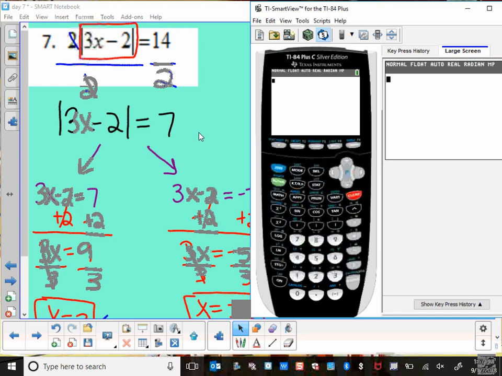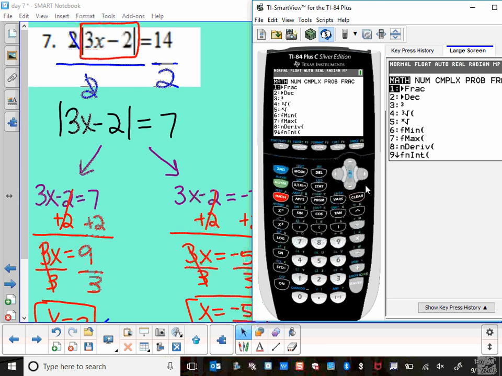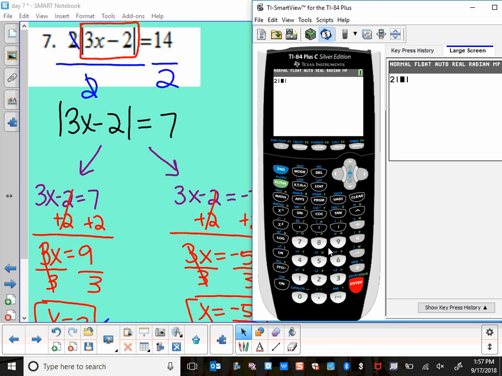Gosh, where'd it go? Okay, so we have 2, then math over the number, hit absolute value. Inside my absolute value, I have 3 times, put that in parentheses, negative 5 over 3. And then minus 2. Let's see if we get 14. Yep, so that one works. Because it was 3x minus 2, instead of x, I'll put in negative 5 over 3.